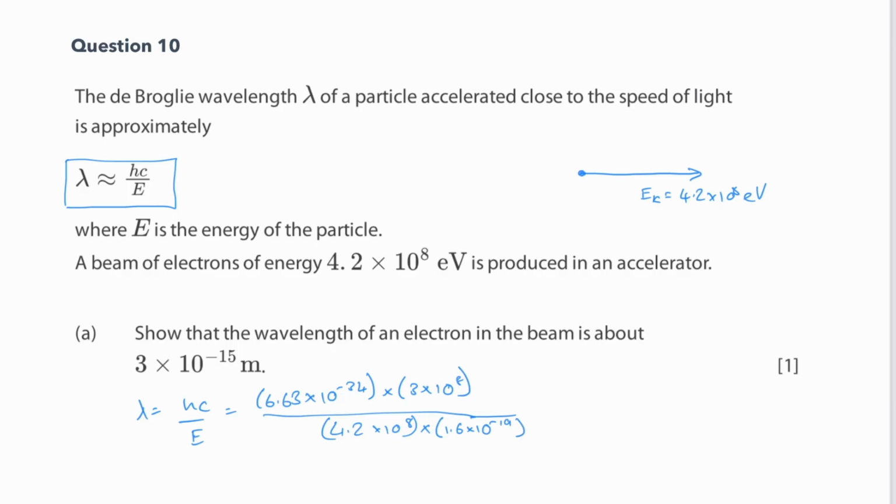The only fancy thing I've done in here is change the electron volts into joules. And that's going to give us an answer of 2.96 times 10 to the minus 15 metres. And that is, of course, 3 times 10 to the minus 15 metres, or 3 femtometers.